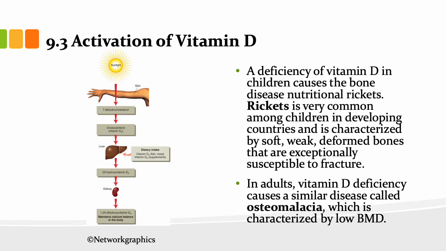A deficiency of vitamin D in children causes the bone disease rickets. Rickets is very common among children in developing countries, and it's characterized by soft, weak, and deformed bones that are exceptionally susceptible to fracture. In adults, vitamin D deficiency causes a similar disease called osteomalacia, which is characterized by low bone mineral density.